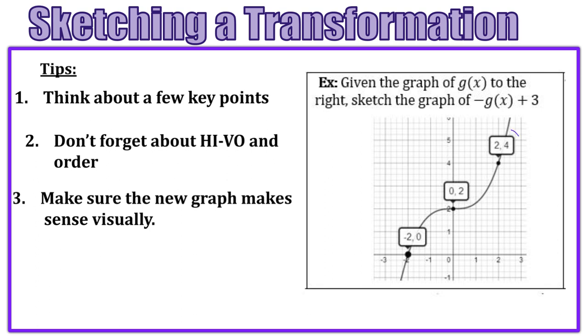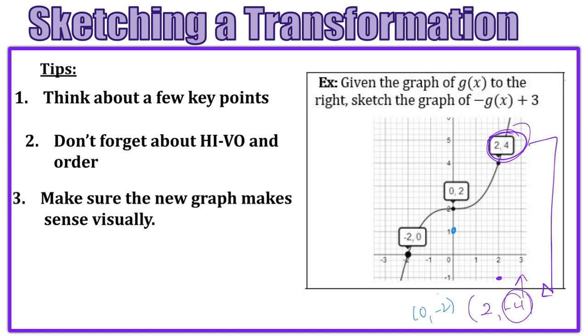So let's start with the point (2, 4). If we reflected it across the x-axis, it would be at (2, -4). Then if we moved it up 3, this -4 would be a -1. So this point (2, 4) is really going to end up at (2, -1). Similarly, for the point (0, 2), if I reflected it across the x-axis, it would be at (0, -2). And then after that, because order matters, I'm moving it up 3, which would put it at the point (0, 1).